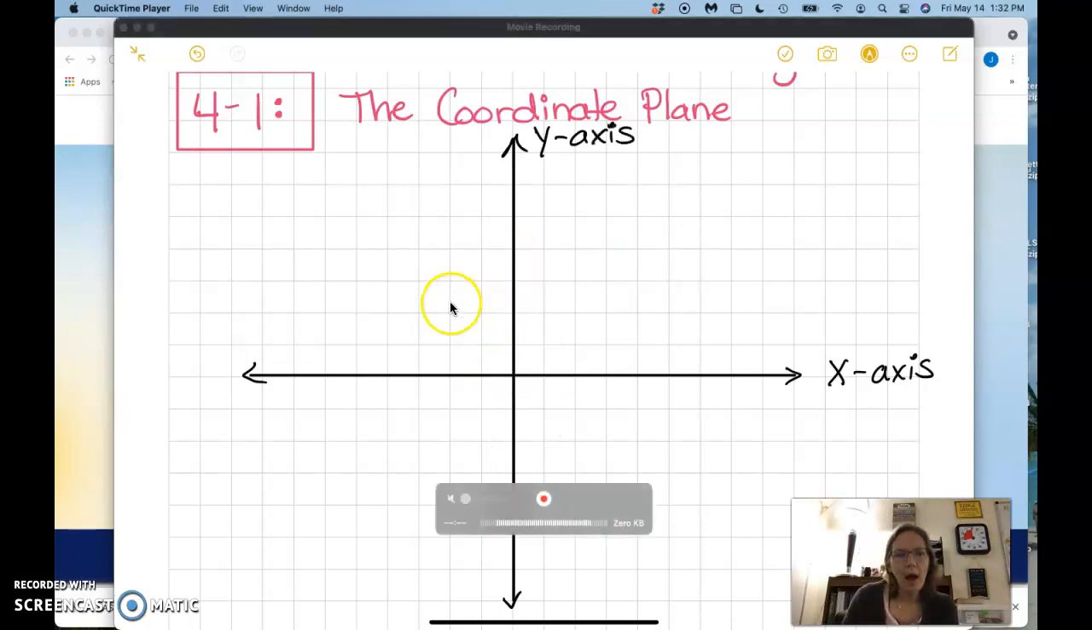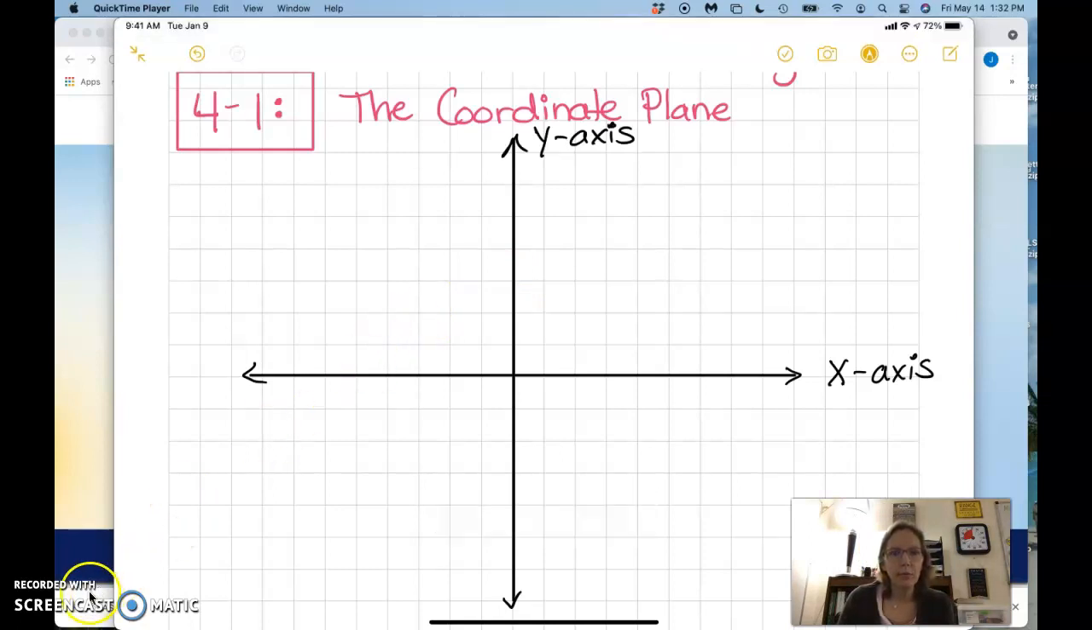And right now, I want you to pause and label as much of the coordinate plane as you can. And then we'll do more when we come back. Okay, so here we go. We're going to label everything else. Remember, the center is called the origin. And that's where we have 0, 0.